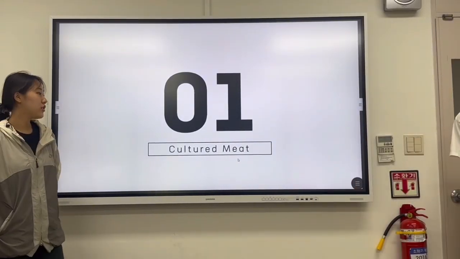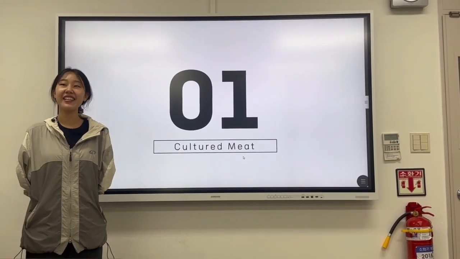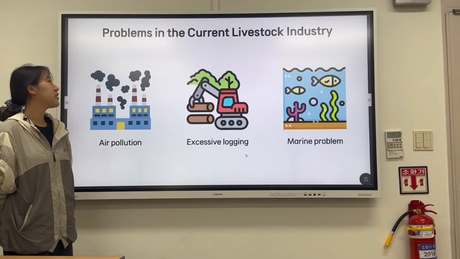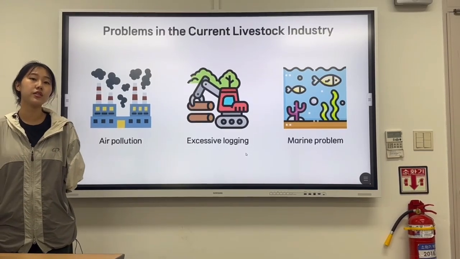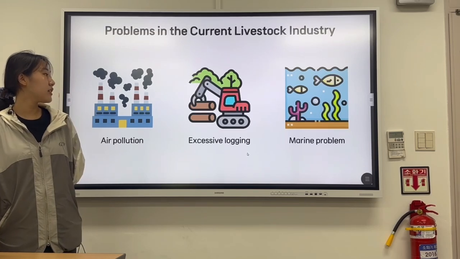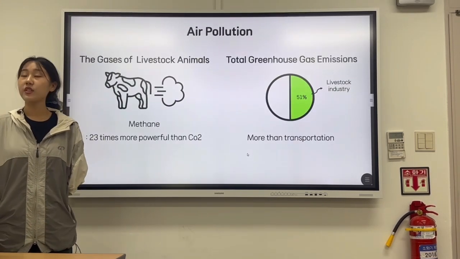First, the technology is cultured meat. Do you guys like meat? Well, I like meat, and around the world many people like meat. But the current livestock industry has three major environmental problems. First is air pollution. Second is excessive logging. Third is marine pollution.